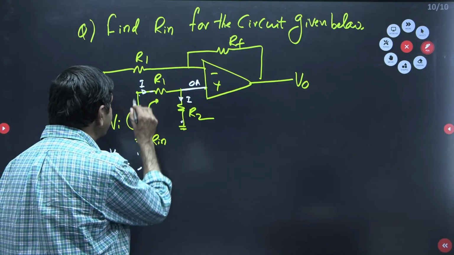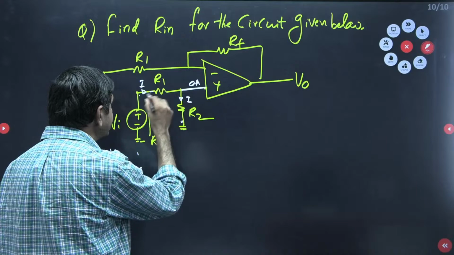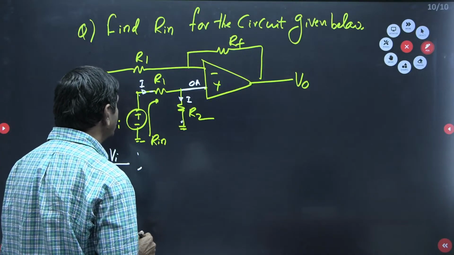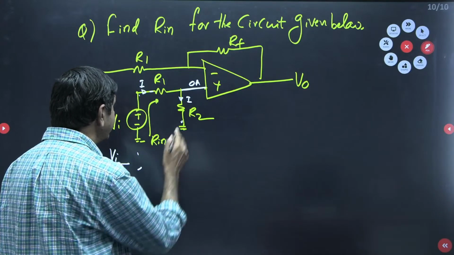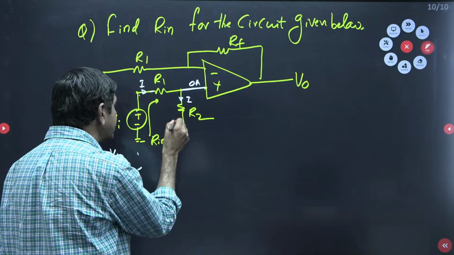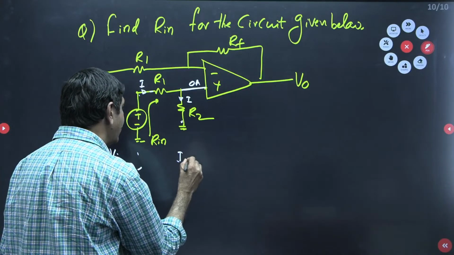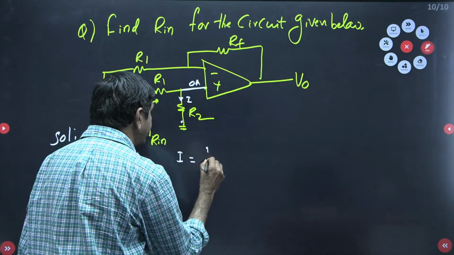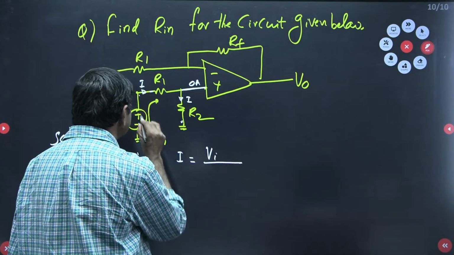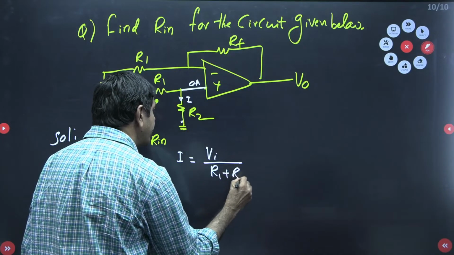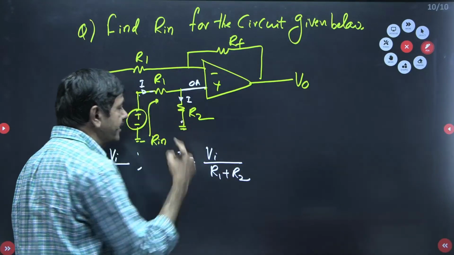Anyhow, the same current is passing this side. When the same current is passing here, we can find what the R2 value is. What can I get for the current? It is a series circuit only. The same current is passing this side and this side. I can apply Ohm's law directly: Vi by total resistance. What is the total resistance? R1 plus R2, because the same current is passing, it means it is a series circuit.